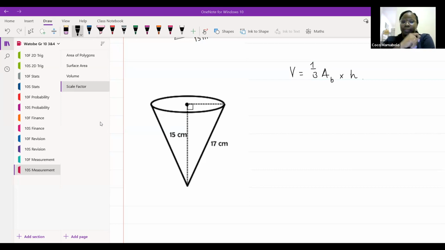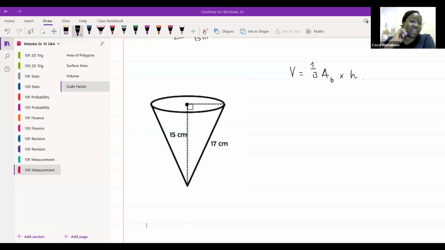Any idea? Who can tell? What are we missing here? Radius. Correct. I heard somebody unmute and say radius. Yes, correct. We're missing the radius. How are we going to calculate for the radius here, peeps?